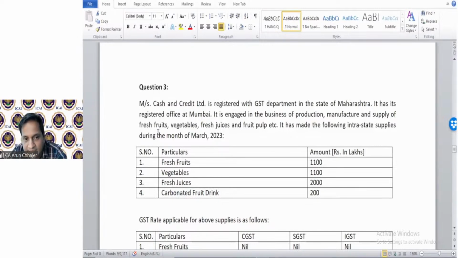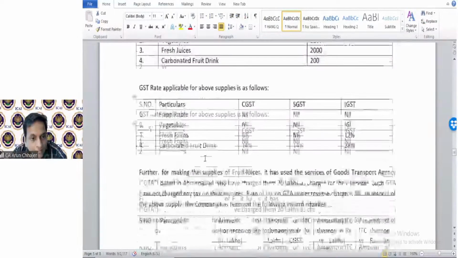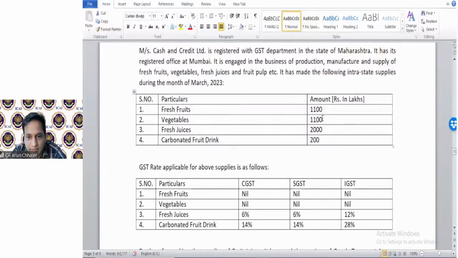Cash and Credit Limited is registered with the GST department in the state of Maharashtra. So it has its registered office at Mumbai. It is engaged in the business of production, manufacturing, supply, etc. of fresh fruit, vegetable juice, fruit pulp, etc. It has made the following entries in the month of March 2023. Okay. This much value, 1100 lakhs, of fresh fruits, vegetables, juices, and carbonated fruit drinks.